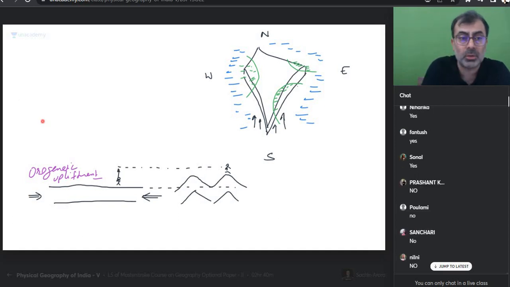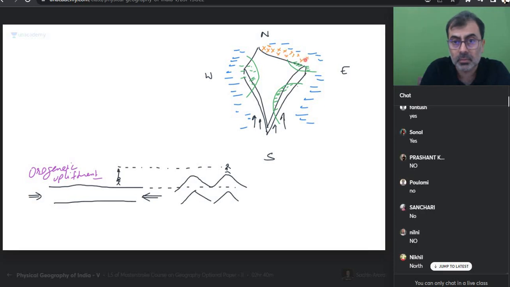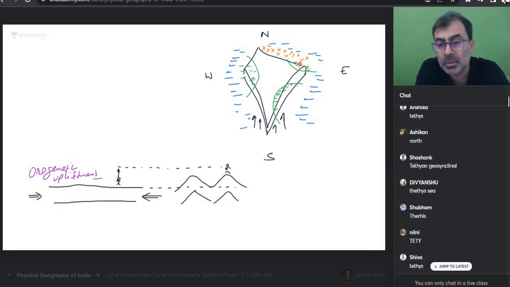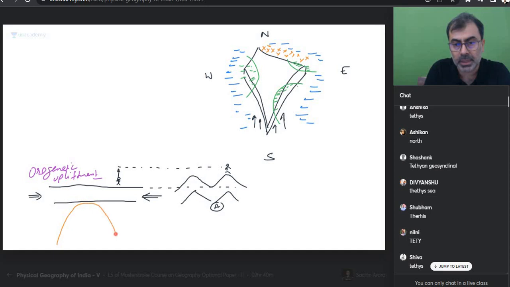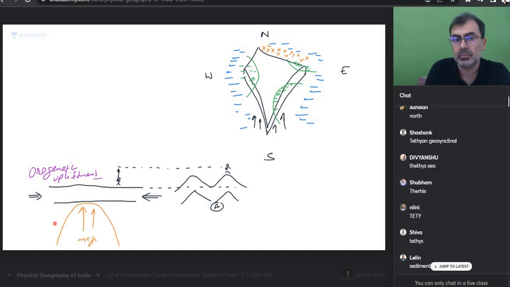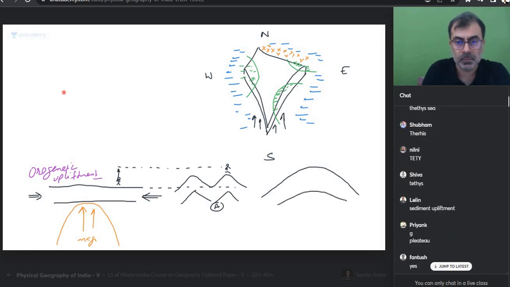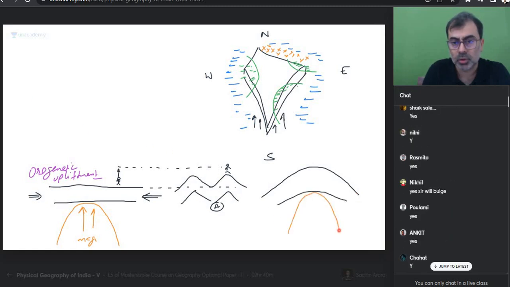Orogenetic upliftment अगर होगा तो किसका होगा? Everyone, can you tell me? Sir, the Tethyan seas. Sir, वो sediments को आप squeeze करेंगे तो that will happen. Very good, smart people. Perfect. Now, everyone, this is A. Other possibility is there is some magma coming and pushing this plate. Magma pushing this plate. Can this plate get pushed like this? ऐसा हो सकता है? Possible?